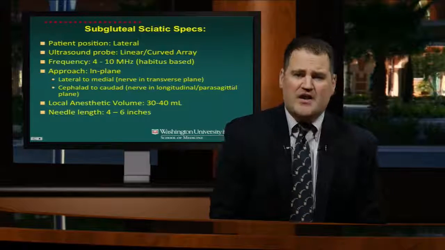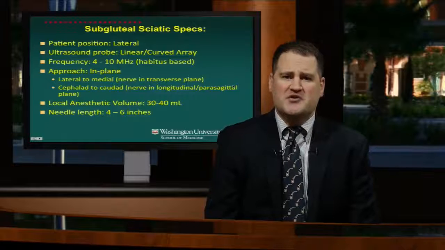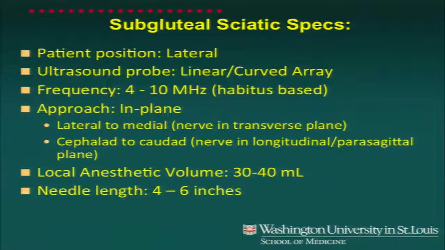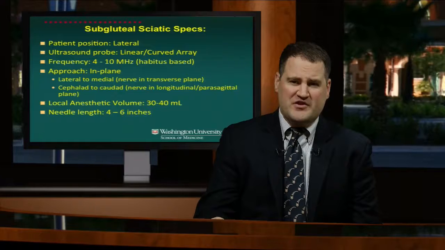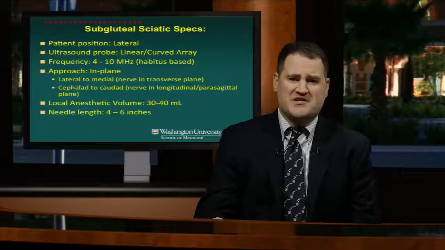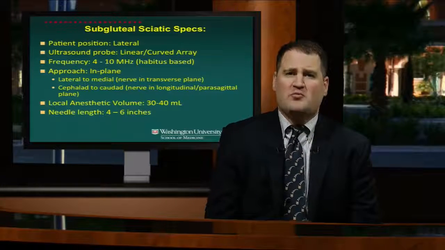Specific recommendations for the subgluteal sciatic approach. The patient is typically in lateral. The ultrasound probe, we're either using a linear or a curved array. A lot of patients I can so-called get away with using just a high-frequency linear probe. Obviously, it's going to depend on the habitus of the patient. You may have to use a low-frequency probe like a C60 probe to get a full picture of this.